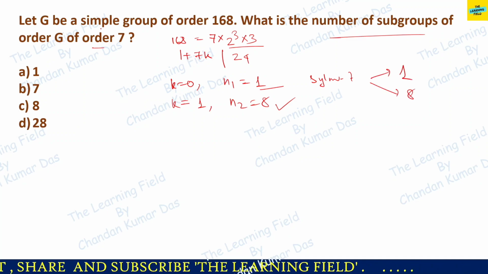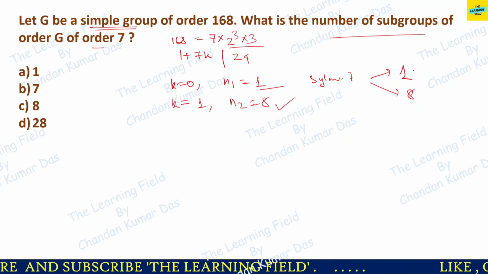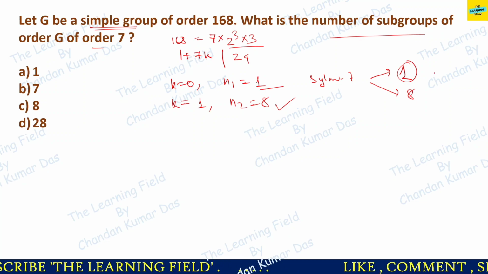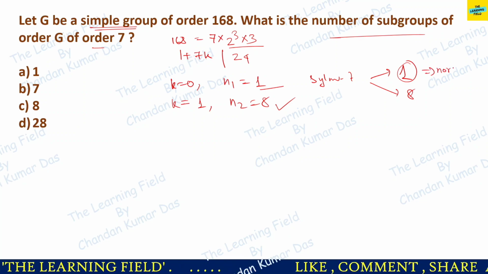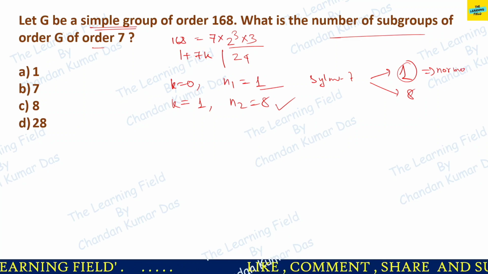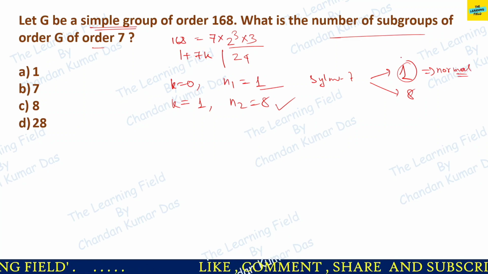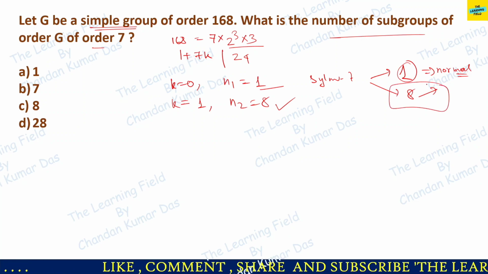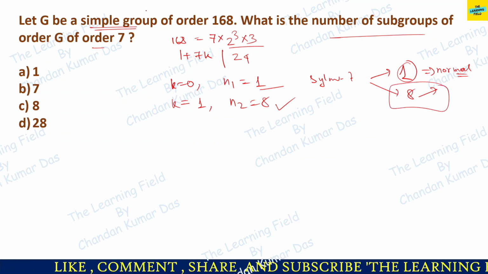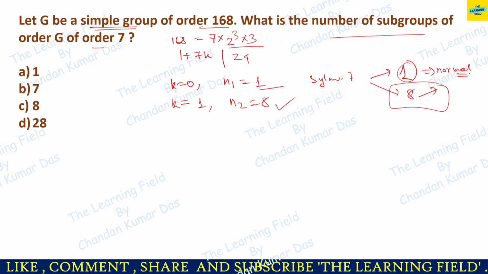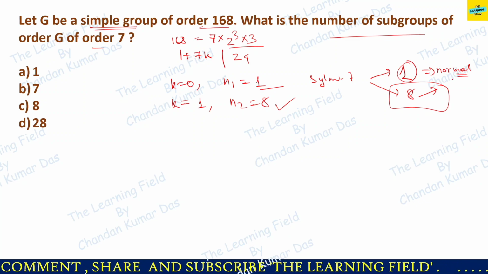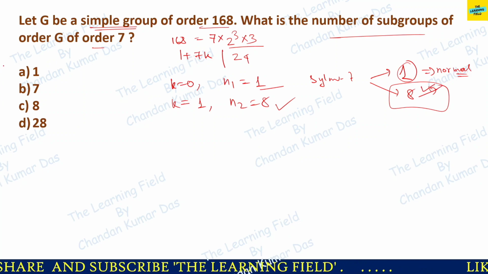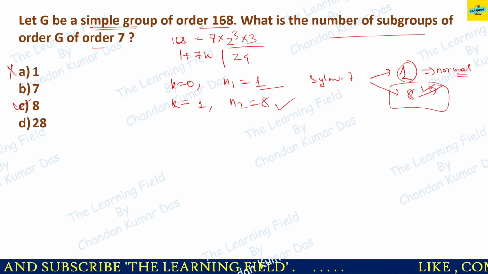But it says that it's a simple group. If the number of Sylow 7 subgroups is 1, that is a unique Sylow 7 subgroup, this implies it is normal, and that means this is not the case of a simple group. Therefore this is the only case when we get a simple group. Since a simple group is given, that means there is no proper normal subgroup. So this is the only possibility. So 1 is not possible, and the correct option will be 8.